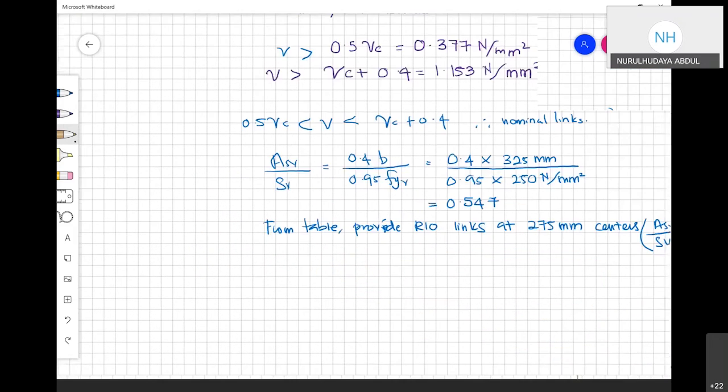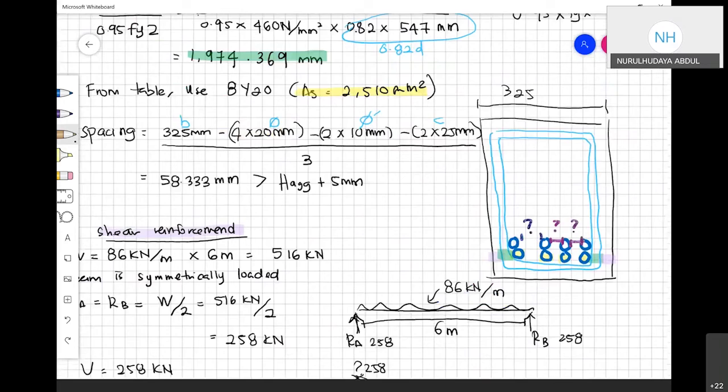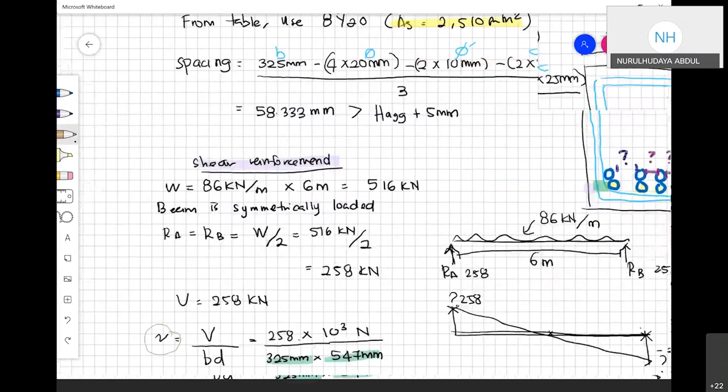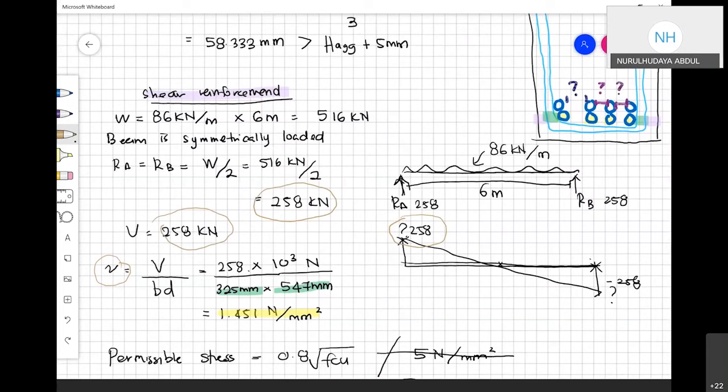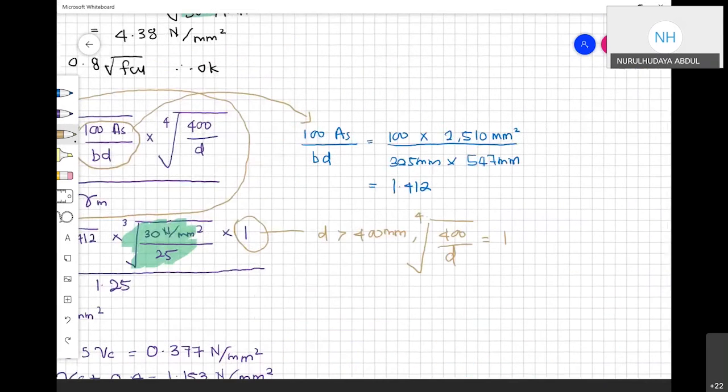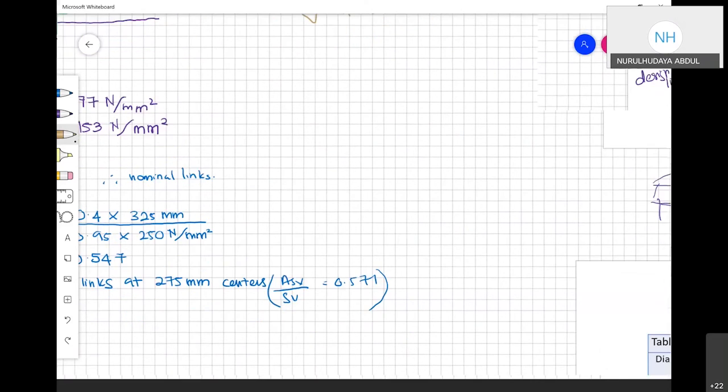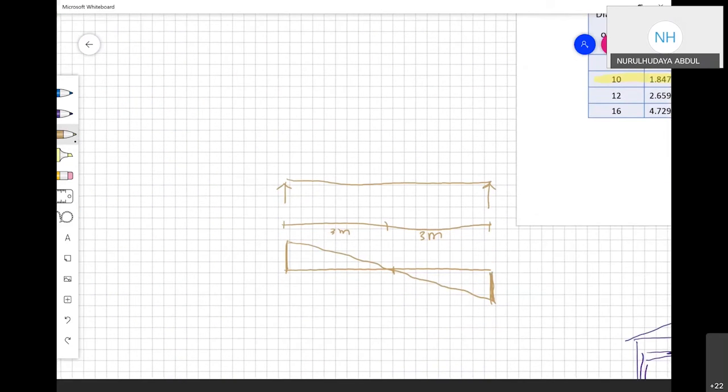So sebab you ingat lagi masa kita kira V, ingat lagi 258 ni kan. Okay, 258 V kita ni adalah value yang kat hujung ni. Okay, so memang kita ambil ini adalah maximum shear force. Okay, which is maximum shear stress kita lah kat situ. Okay, so we know that maximum shear stress maksudnya V punya value adalah dekat sini, maximum shear stress. Which is we know that our V 1.451.